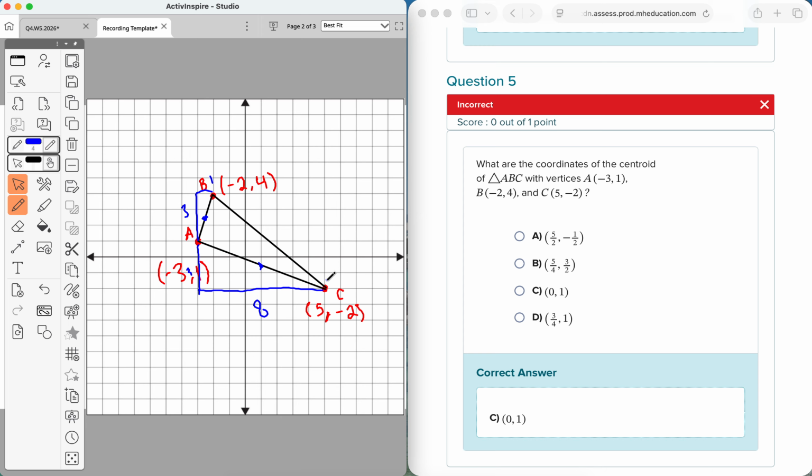Last one, going up 6, going over 7. So from point C, I could go up 3 over 3.5, because that's half of 7. 1, 2, 3, 3.5. Midpoint's right there.